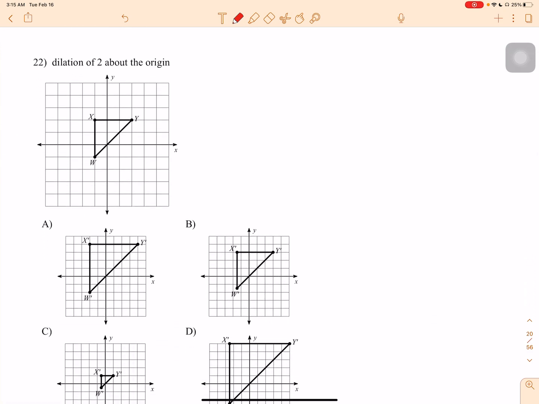Okay, dilation. So if we're going from the origin, okay, and my dilation is 2. So this one looks like I'm going to the right 2 and up 2.